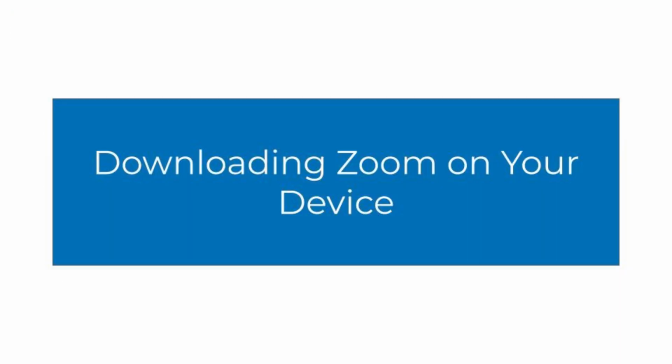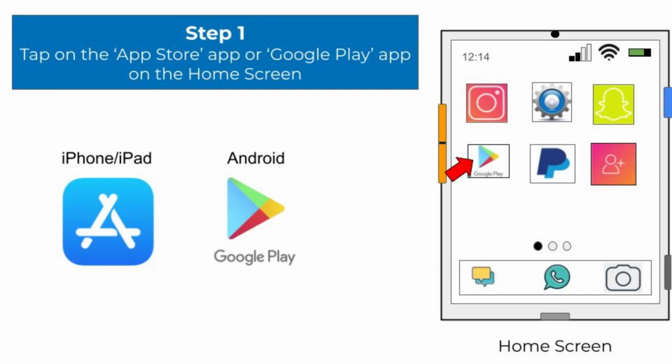Next, we will transition into step-by-step tutorials, starting with downloading Zoom on your smartphone or tablet. Starting on the home screen, we first need to tap an app that allows us to download other apps. This app is called the App Store on iPhones and iPads. On Android phones, such as Samsung and Google Pixel phones, this app is called Google Play.